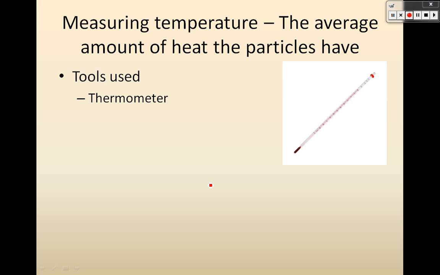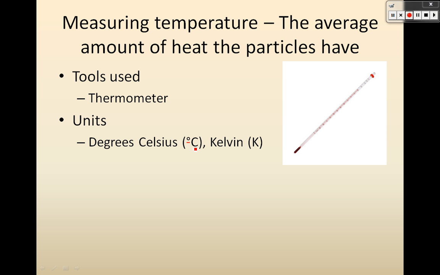Temperature is measured with a thermometer, and I think everybody was really clear on the thermometer and what it does. So the units are degrees Celsius and Kelvin. There's also Fahrenheit, but we don't use that one in science. Most of the time we use degrees Celsius, so this is the little degrees sign, and then a capital C for Celsius. Sometimes if you're measuring things that are really, really hot, like the temperature of stars, you use Kelvin. And what's interesting about Kelvin is that it doesn't use a degrees sign, so that's kind of neat.